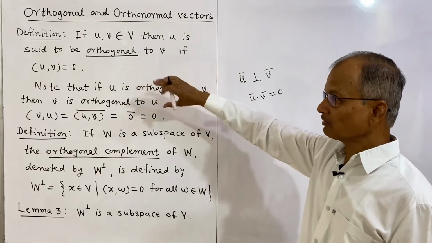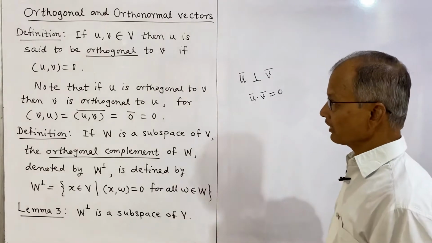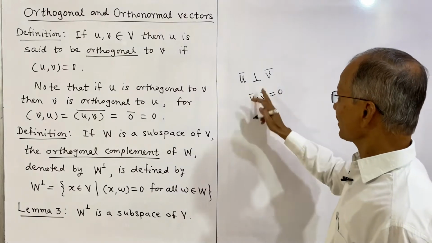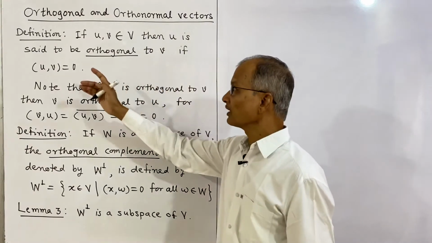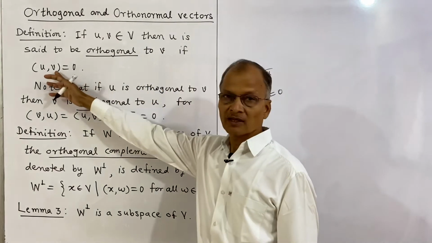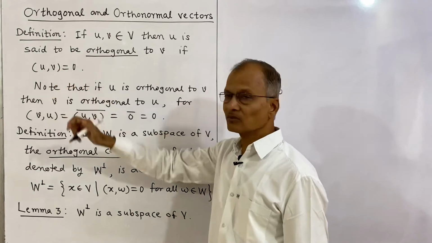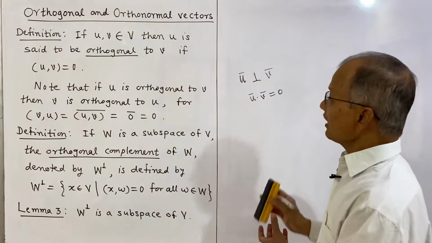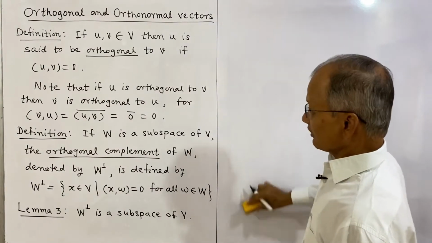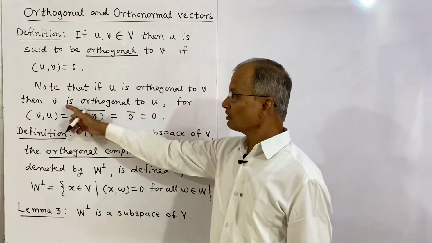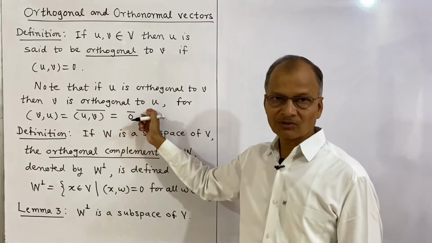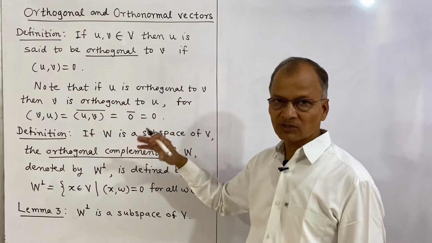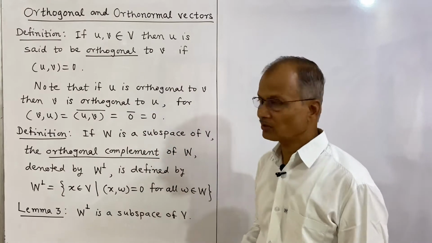Orthogonal means the perpendicularity relation between two vectors in dot product, and the dot product of two perpendicular vectors is 0. Here we say the two vectors are orthogonal if their inner product is equal to 0. Dot product is an example of inner product. Next, if u is orthogonal to v, then v is also orthogonal to u. That is again true for the perpendicularity relation. If u is perpendicular to v, v is also perpendicular to u.